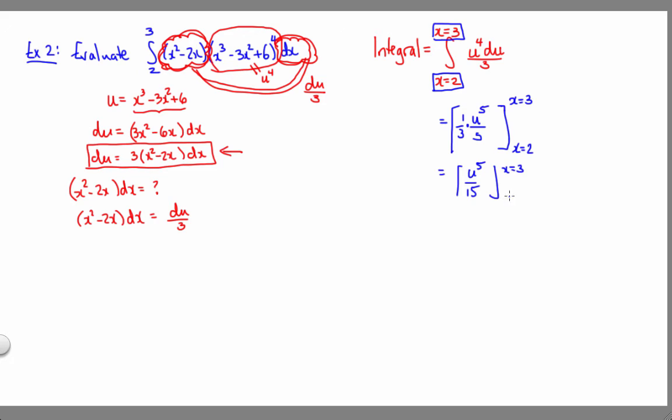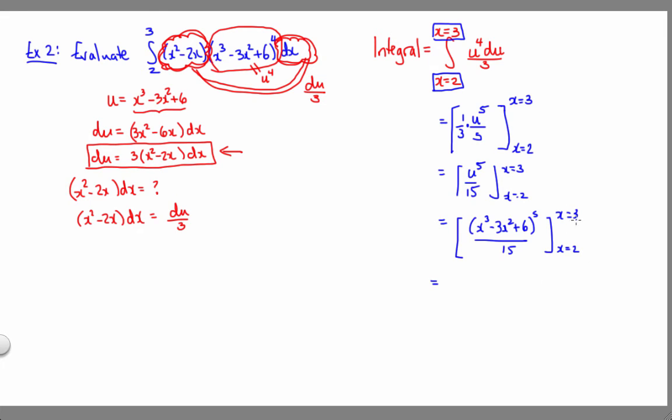We'll be evaluating at x equal 3 and then at x equal 2. In order to actually sub in these x values, we're going to have to write this back in terms of x. So let's remember that u was x cubed minus 3x squared plus 6. So we've got that whole expression raised to the 5th power divided by 15, and we're going to be evaluating at x equal 3 and x equal 2.